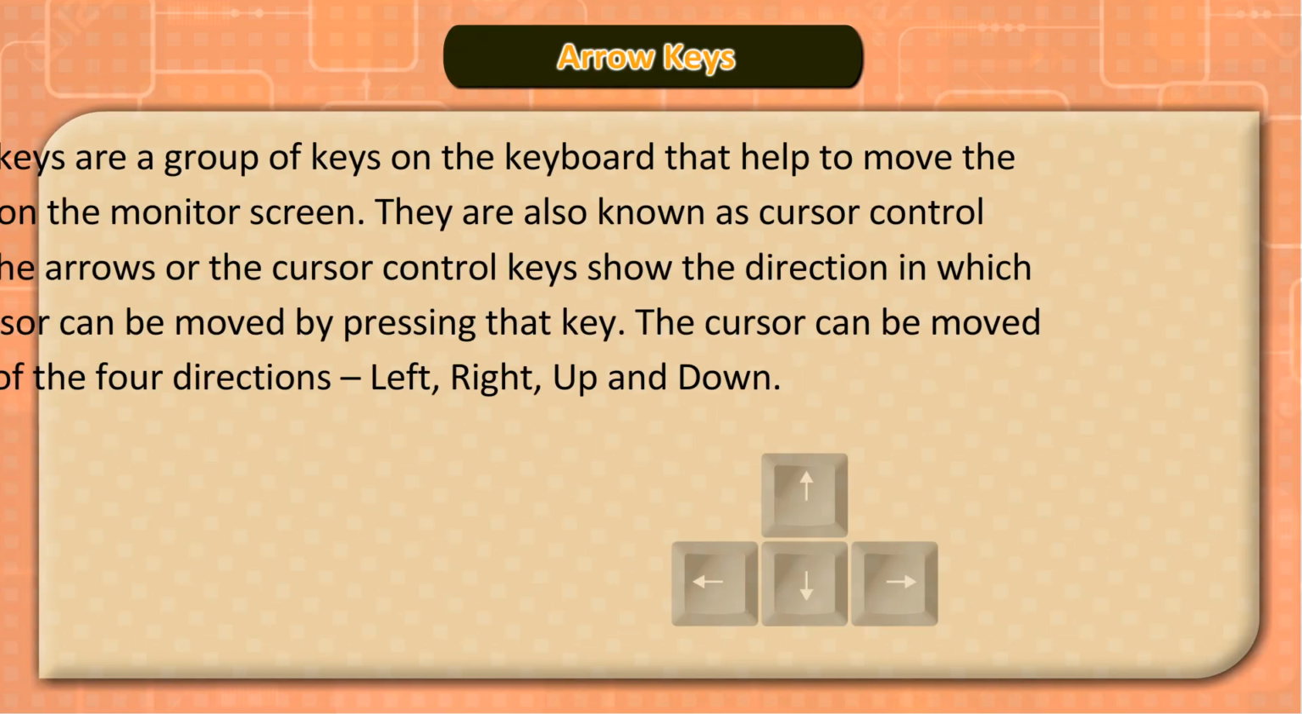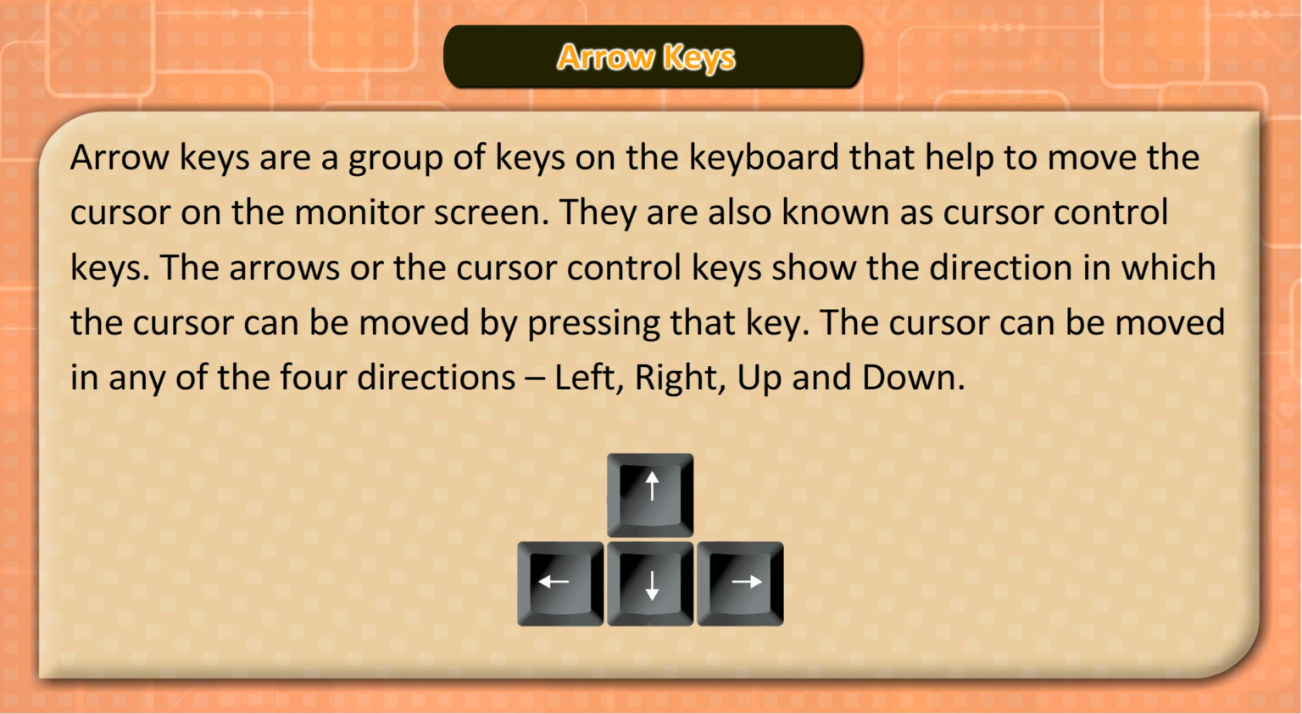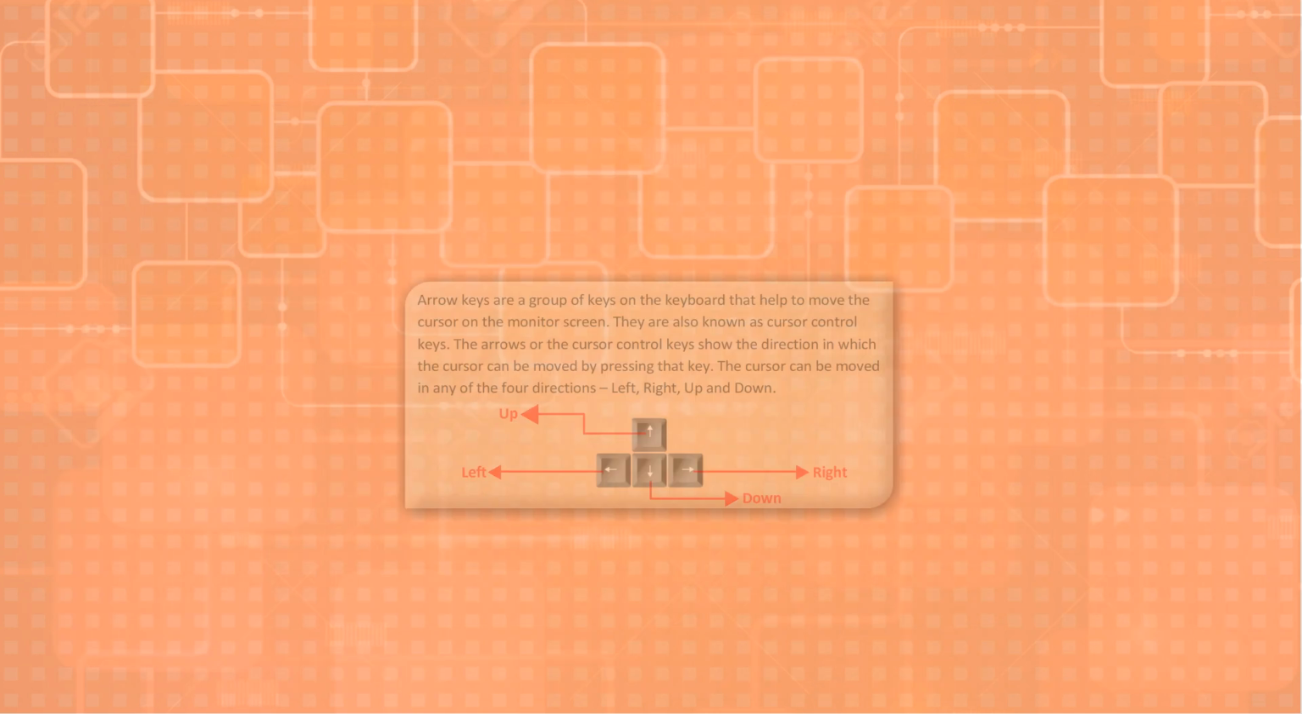Arrow keys. Arrow keys are a group of keys on the keyboard that help to move the cursor on the monitor screen. They are also known as cursor control keys. The arrows show the direction in which the cursor can be moved by pressing that key. The cursor can be moved in any of the 4 directions: left, right, up and down.